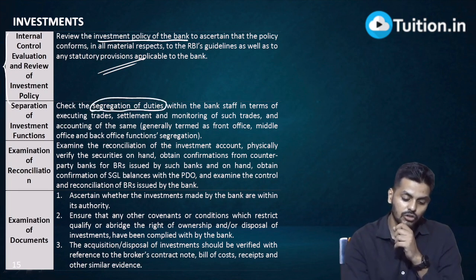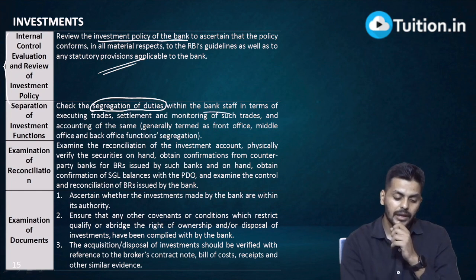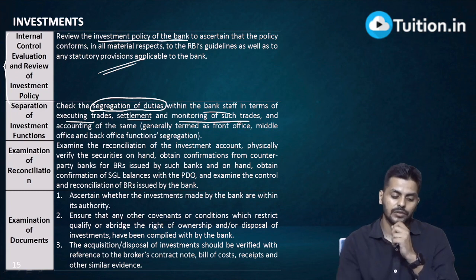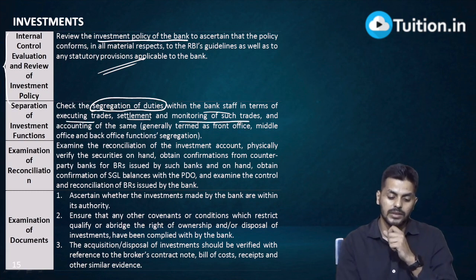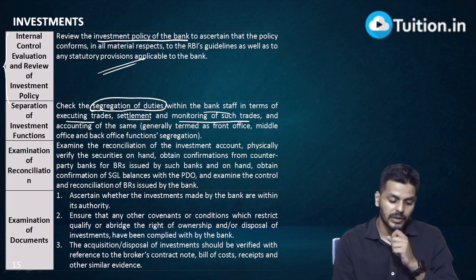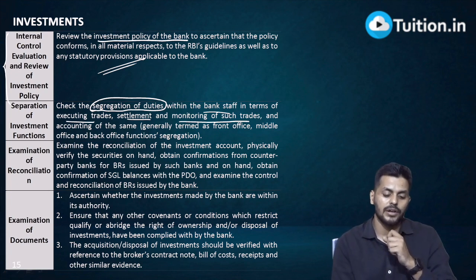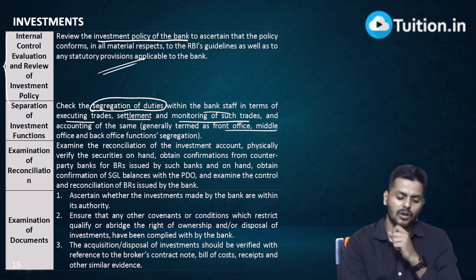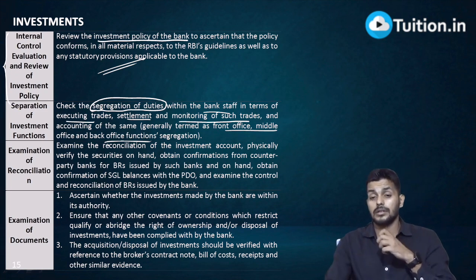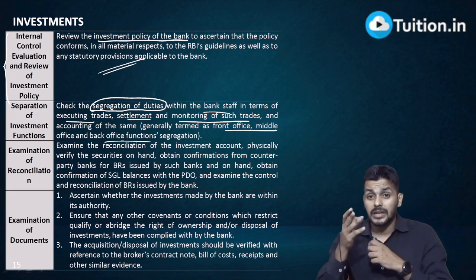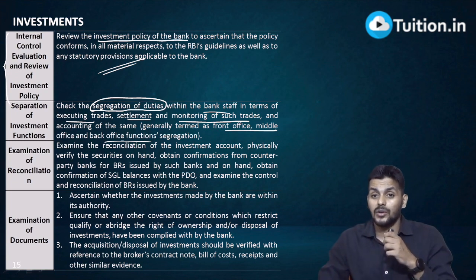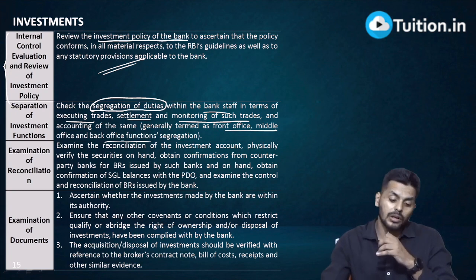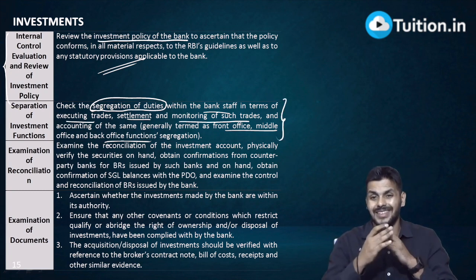Check the segregation of duties within the bank staff in terms of executing trades, settlement, and monitoring of such trades and accounting of the same. They are termed as front office, middle office, and back office functions. It's called the trading room. If you're a student of CA Inter and you have done EIS, wherein you have seen core banking systems, all this piece on how their operations work is explained in that chapter.